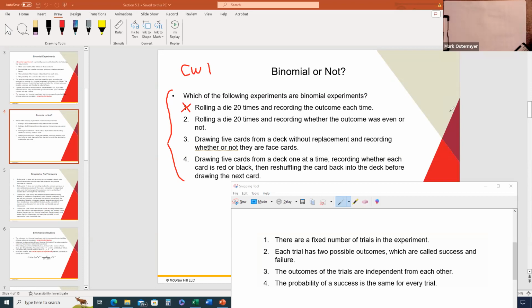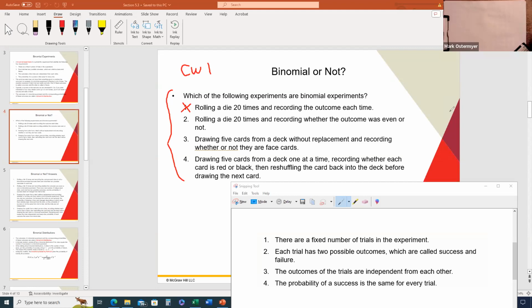Number 3 requirement. The outcomes of the trials are independent from each other. That certainly is the case. When you roll a die, it doesn't matter if you roll a die 10 times or 100,000 times. Previous rolls are not recorded by the die. The die doesn't remember what happened on any previous rolls. We say a die is memoryless. Okay, so that checks out.